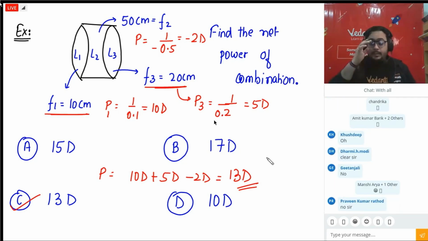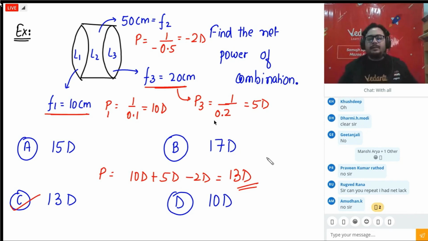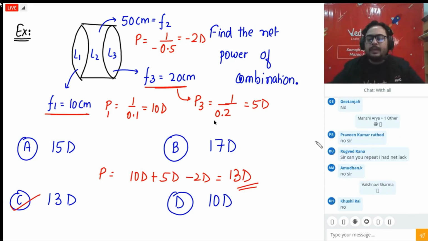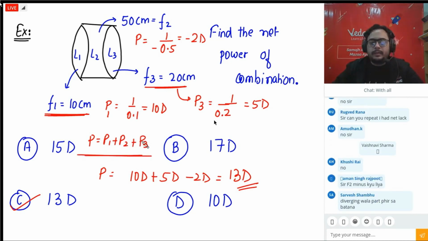Always remember, for diverging, power is negative, because for diverging focal length is negative. For converging it is positive. Power is 1 by focal length. So focal length is given. Just put it in meters and calculate the power. And then the formula for net power that I am using is P1 plus P2 plus P3. This is all we have done.